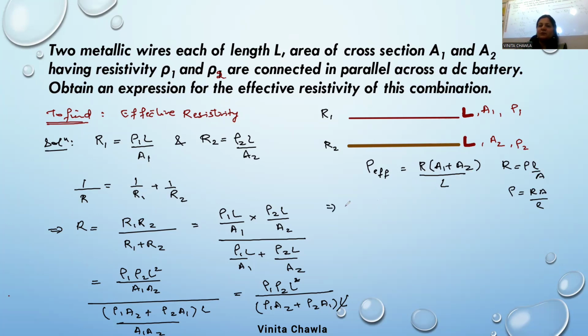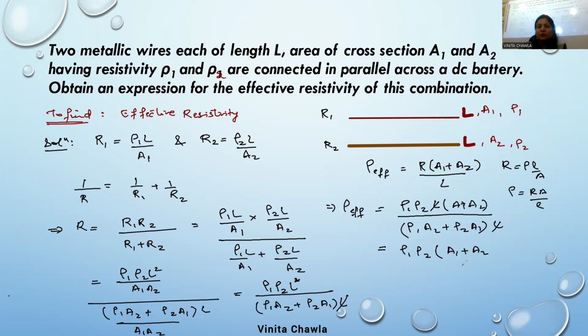So this implies rho effective is equal to, put the value of R here: rho1 rho2 L upon rho1 A2 plus rho2 A1 times L, multiplied by A1 plus A2. L and L cancel. Now we have rho1 rho2 (A1 plus A2) divided by rho1 A2 plus rho2 A1. So this is the effective resistivity.